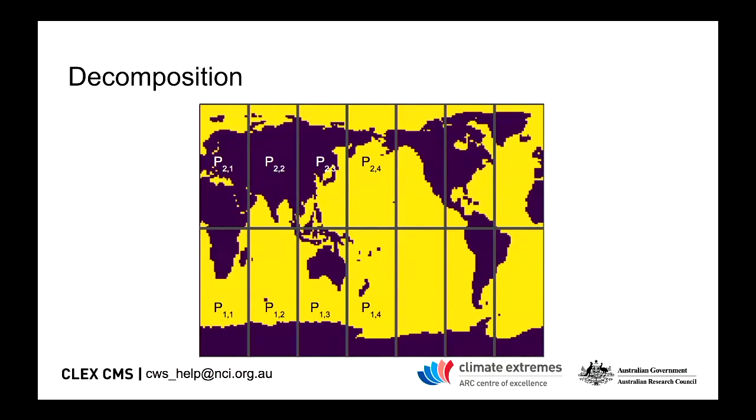We want each of those processes to be doing approximately the same amount of work, so that they finish at the same time. We don't want 8 of these processes to all be waiting, doing nothing, while a single one is trying to progress. So we want these to be roughly equal in size. That's easy for an atmosphere model. It gets more complex for a land or ocean model, where you're not actually covering the whole globe.